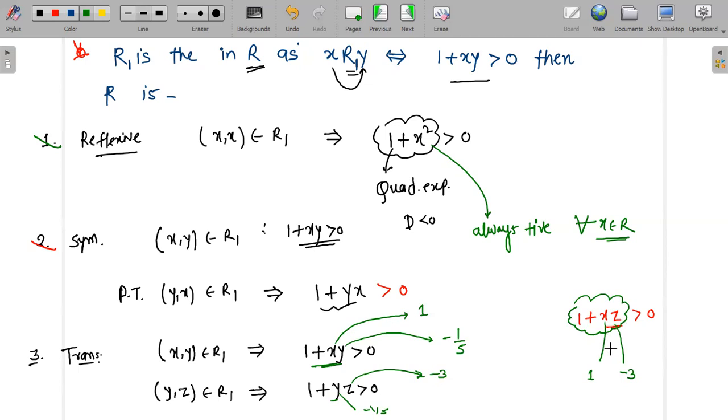So as I told you, a single ordered pair is sufficient to prove your relation is not transitive. Even some finite elements may not be sufficient to prove that your relation is transitive. So try your best if you get stuck in an inequality when checking whether your relation is transitive or not. Anyway, this relation is not transitive, so this relation R1 is not an equivalence relation. I hope you understand this example.